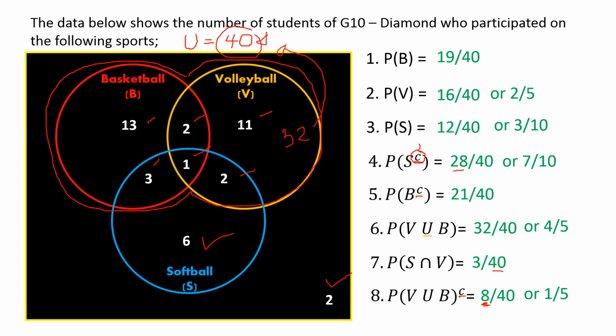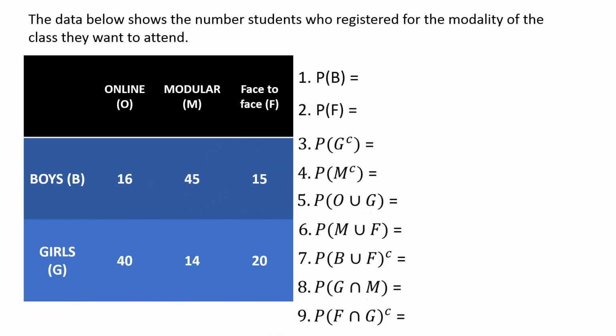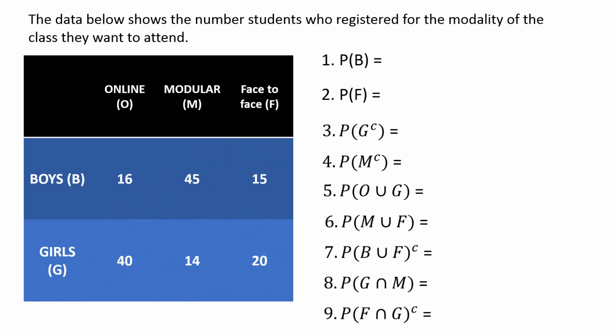Let's have a different set. This time, let's have the data presented in tabular form. The data below shows the number of students who registered for the modality of the class they want to attend. Let us find the following probabilities. For number 1, probability of boys. But before looking for the probability, again, we must be aware of the total sample space that will serve as our universal set for this one.